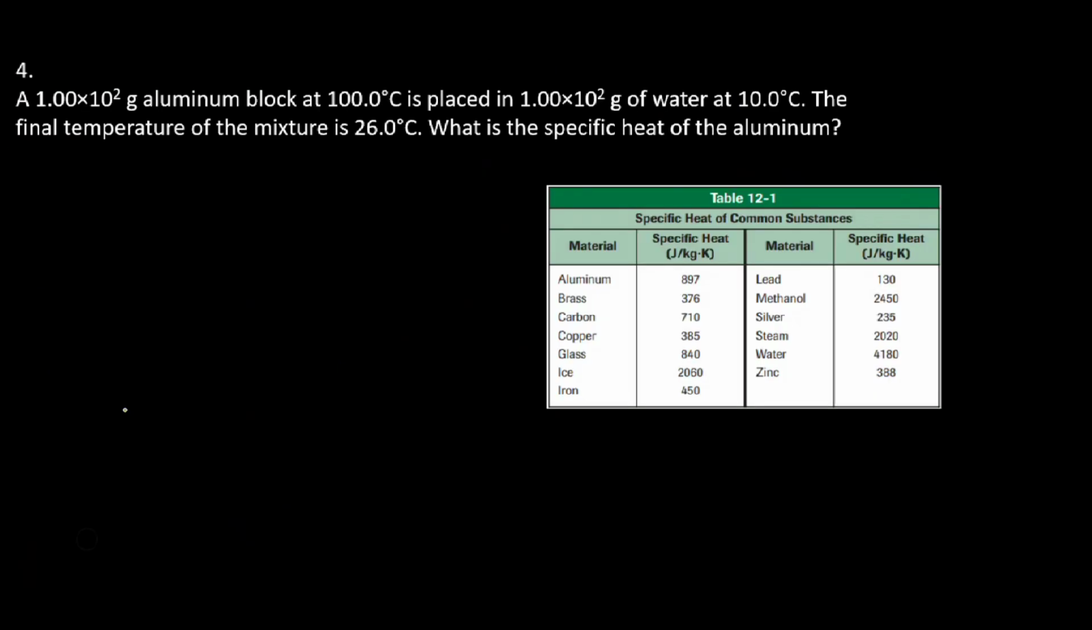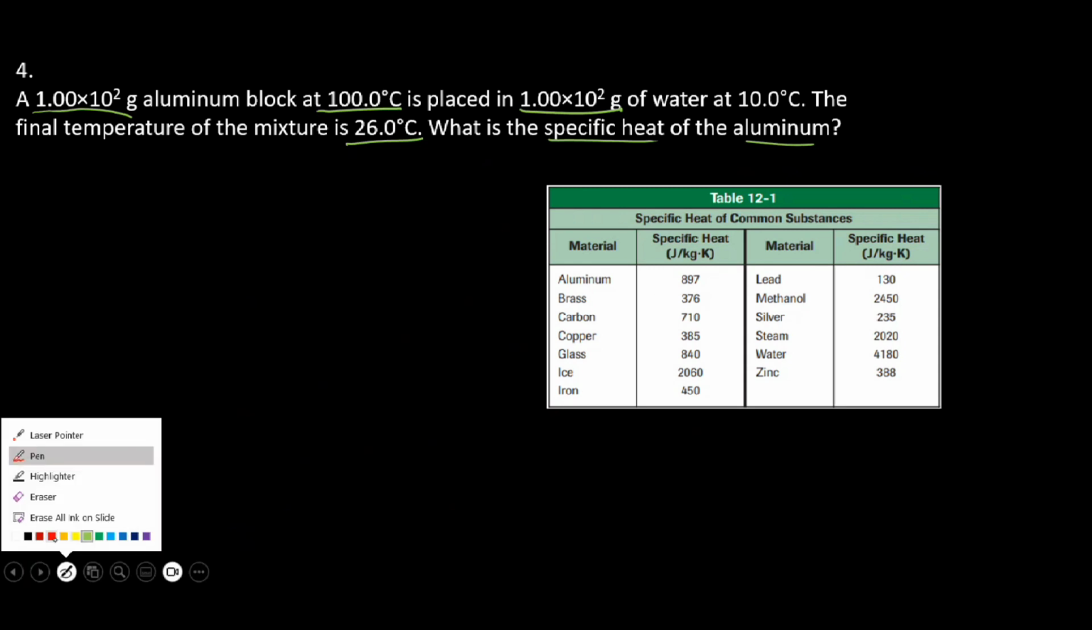Question 4. A 1 times 10 to the power 2 gram aluminum block at 100 degrees Celsius is placed in 1 times 10 to the power 2 gram of water at 10 degrees Celsius. The final temperature of the mixture is 26 degrees Celsius. What is the specific heat of aluminum? So I have the mass of the aluminum block, its initial temperature, the mass of water, and the final temperature of the mixture. So let me write this down.